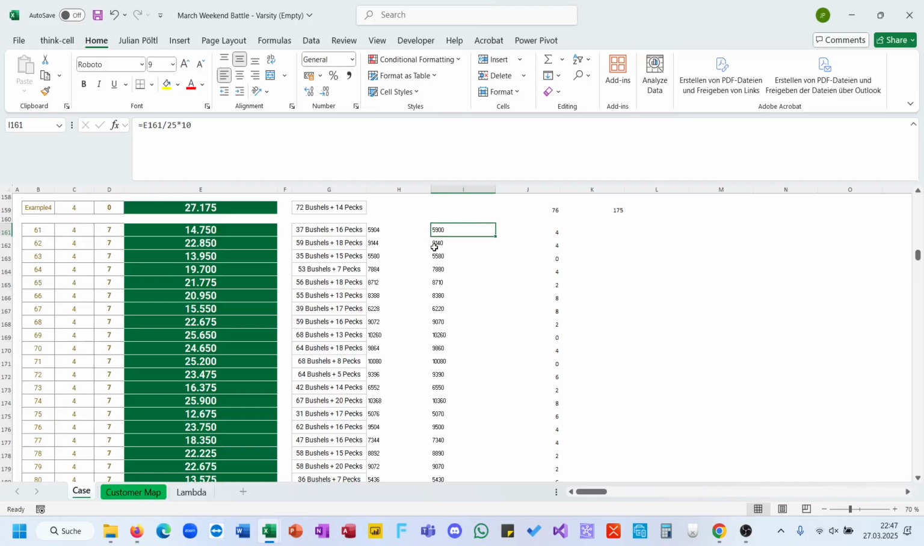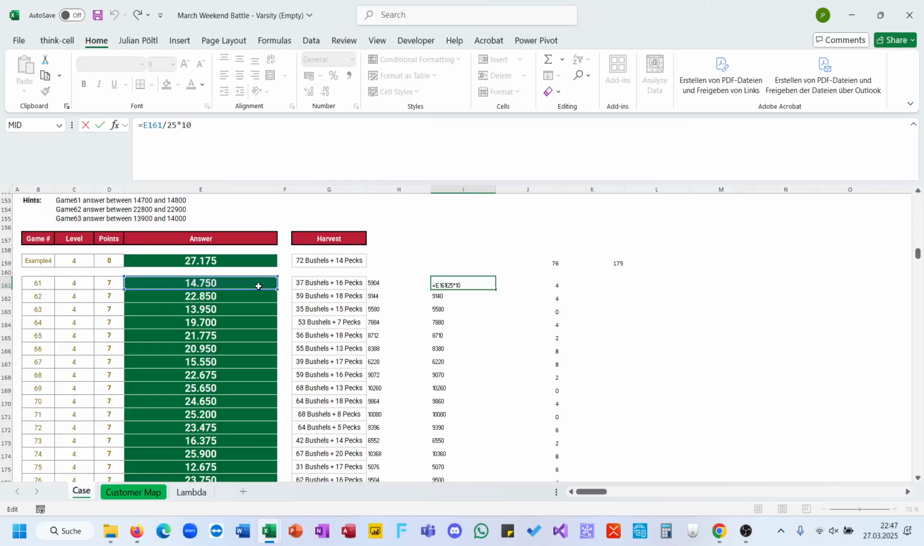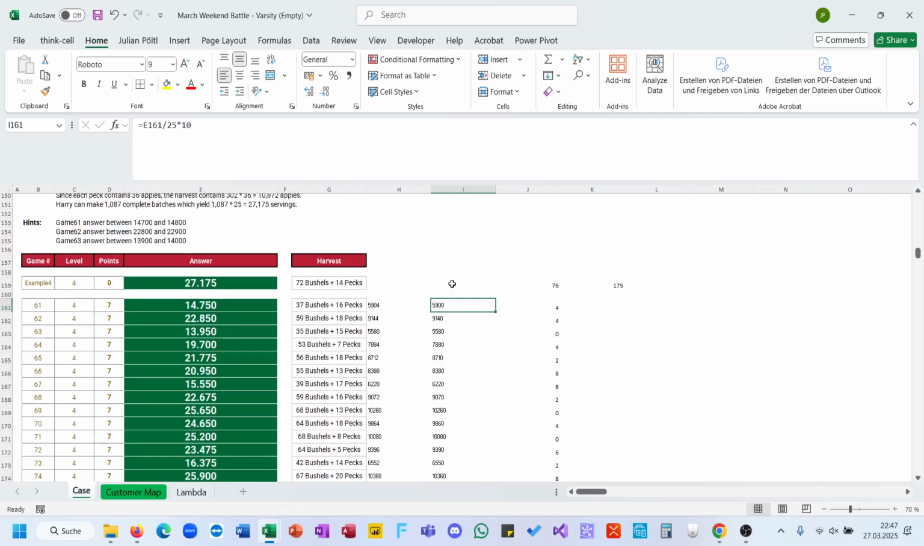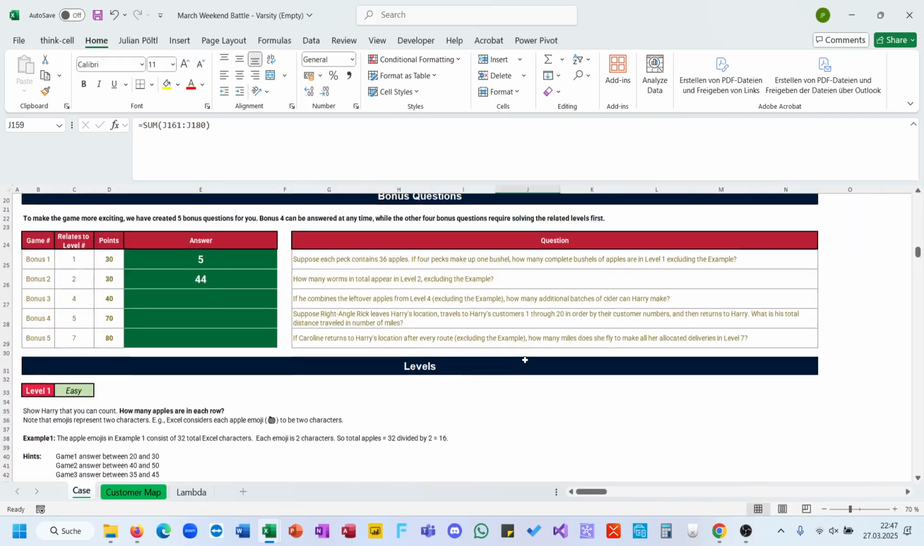And this is also right. Yes, because these are the batches we're producing, or the servings we're producing. These are the apples we need for them. 4 apples left. This divided by 10 rounded down is 7. Okay.